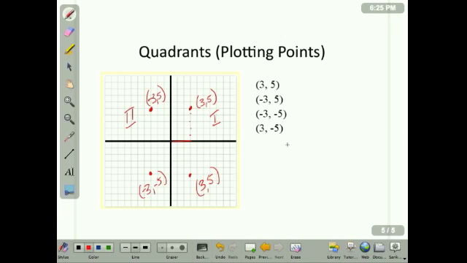So remember, you always go to the right or the left first. That's the first. And then you go up or down second. Now, an easy way to remember this is that it's X first, and then Y. And remember, in the alphabet, X comes before Y.